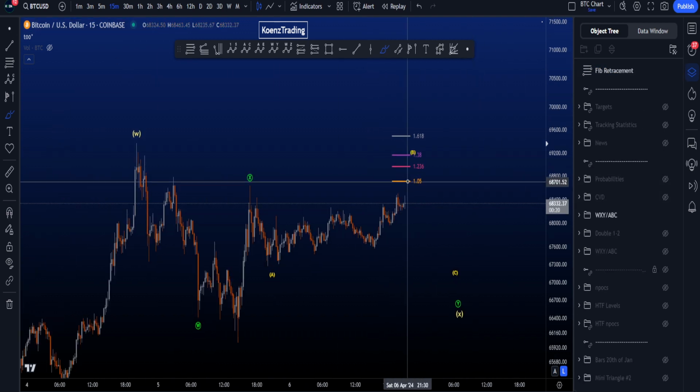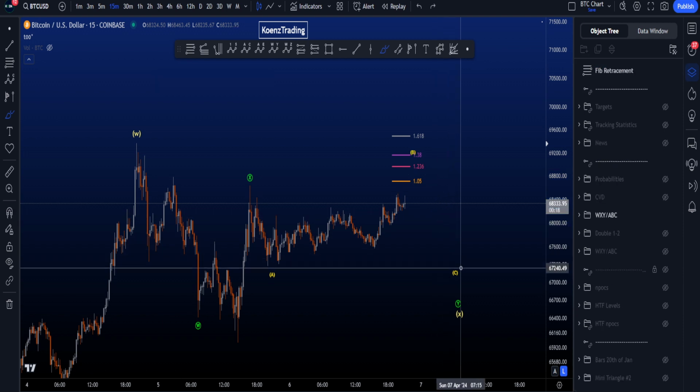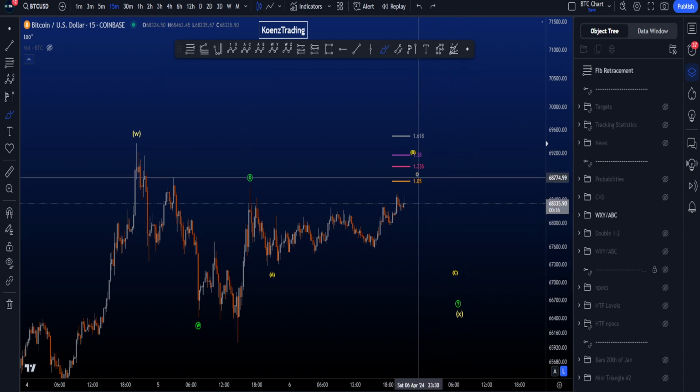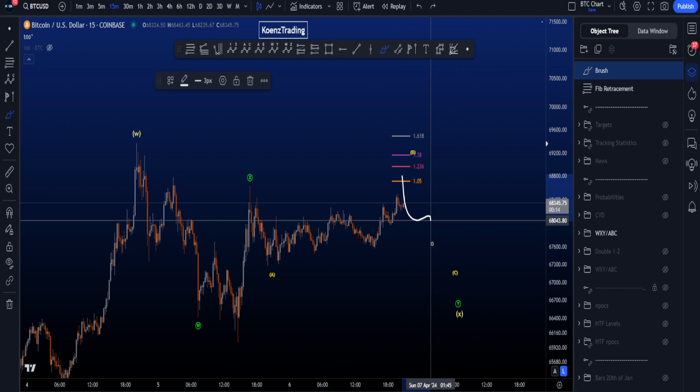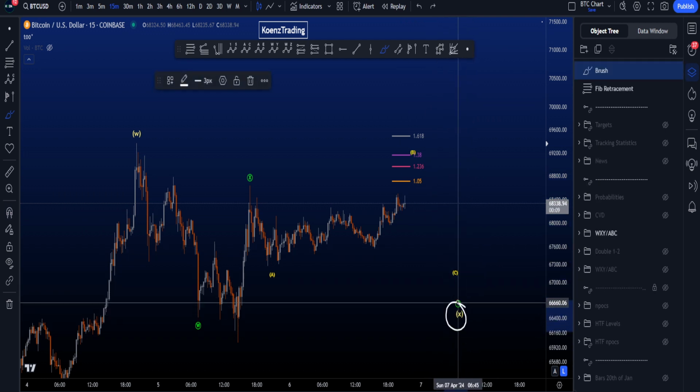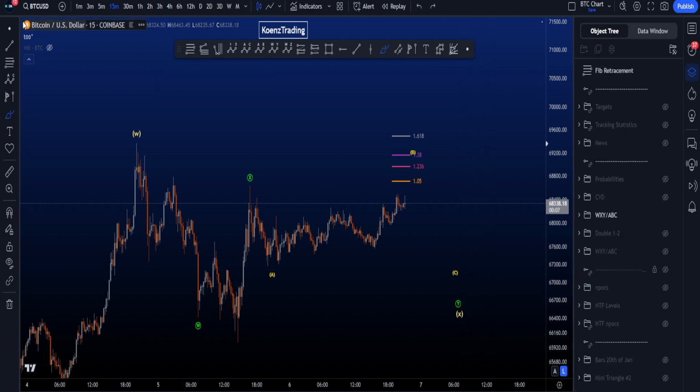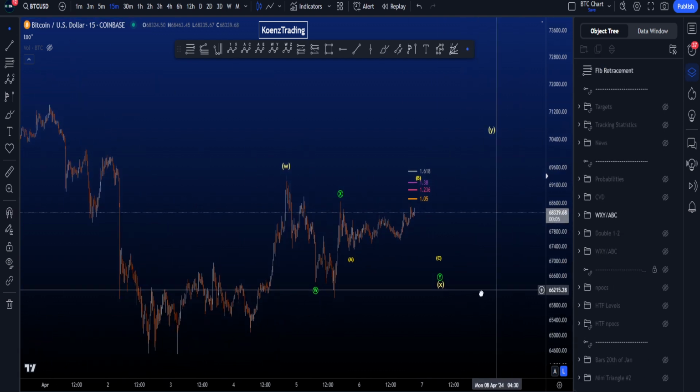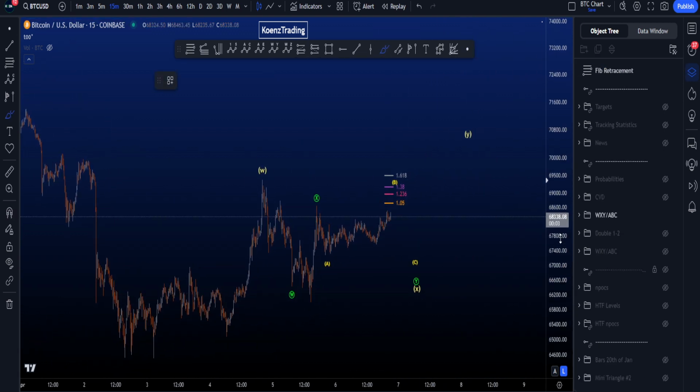After that, we would then expect a move to the downside in this wave C, which should be an impulsive structure, 1, 2, 3, 4, 5, to finish wave Y, therefore finish wave X, and then we expect a move towards the upside.